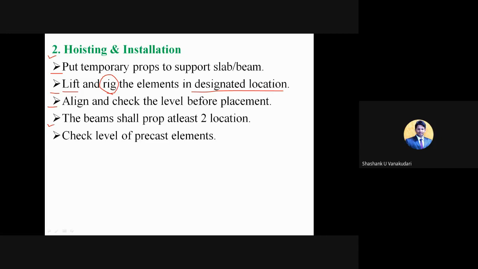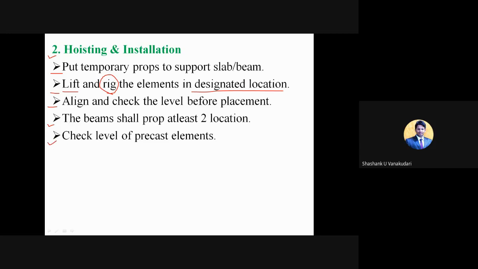And then the beam shall prop at least two locations. I mean, these beams, whatever they are going to place on the top of the column sections, right? So during that placement, they need to place from at least two locations, in the sense from both the sides. I mean, both the opposite sides, because we cannot say where exactly the load will come on that particular horizontal member like beam. So from the adjacent side, they are going to provide props for the temporary supports.